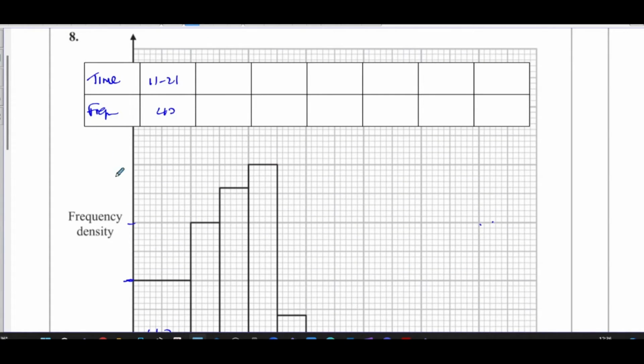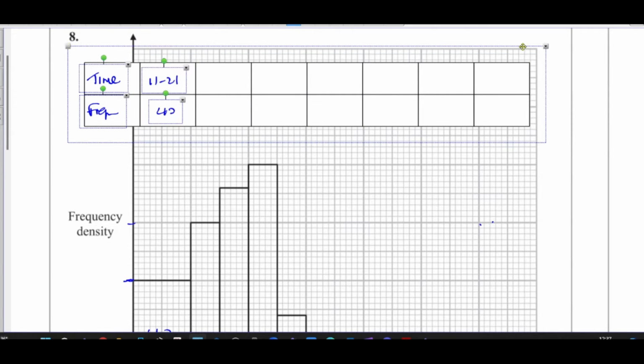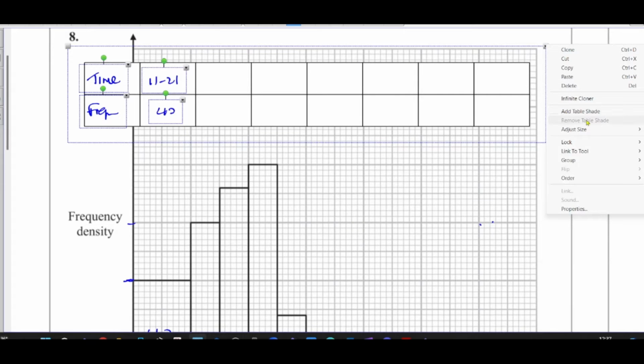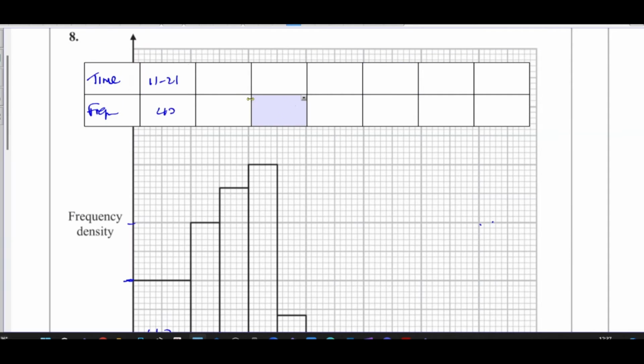I should have made another column as well. Can I do that now? Let me see if I can adjust it. Am I able to adjust it? Add table shade. Properties. No, I don't think I can. It doesn't matter. Can I? Let's have a look. If I do this.